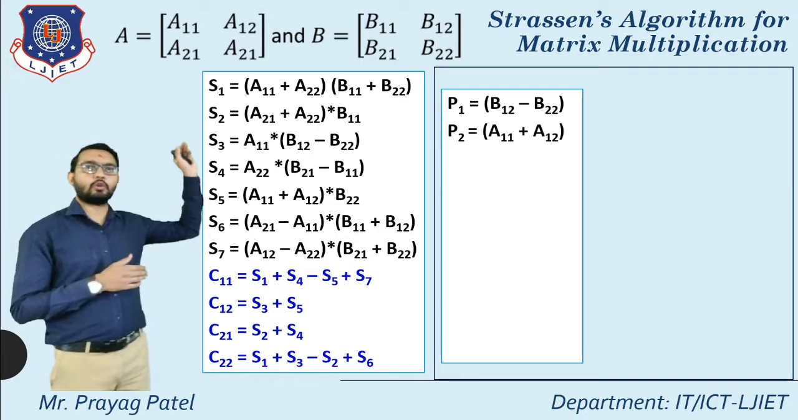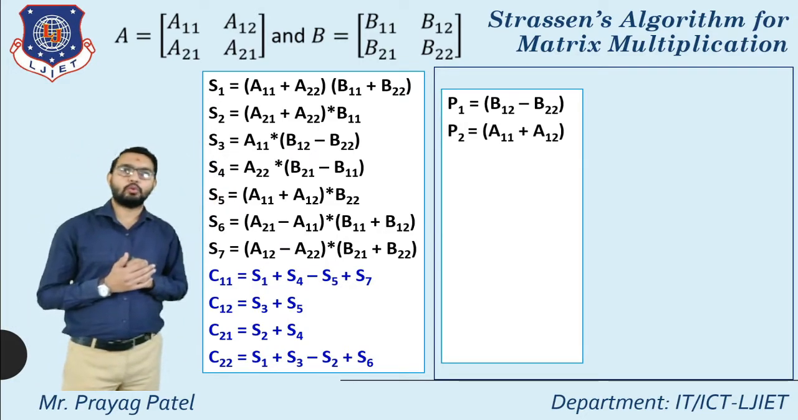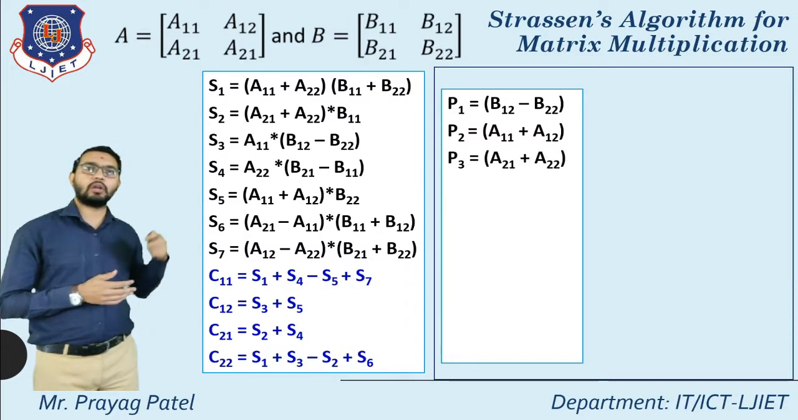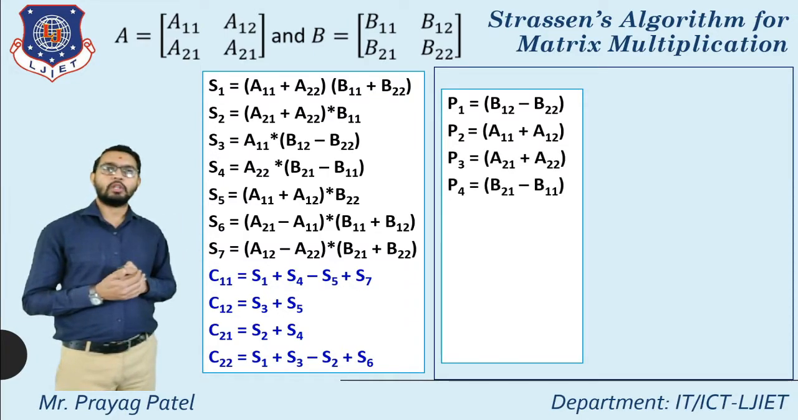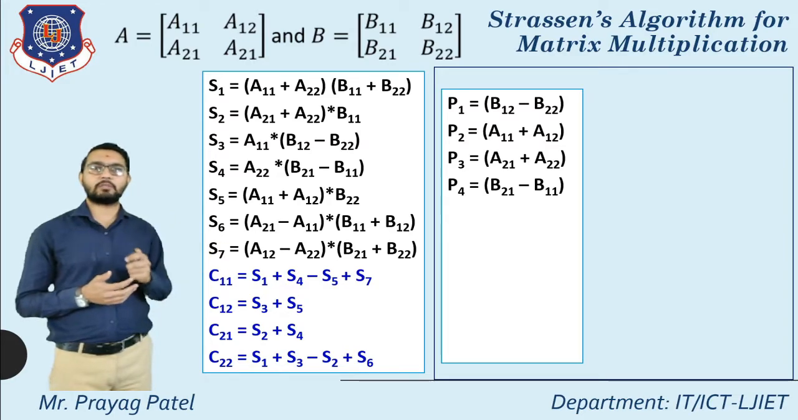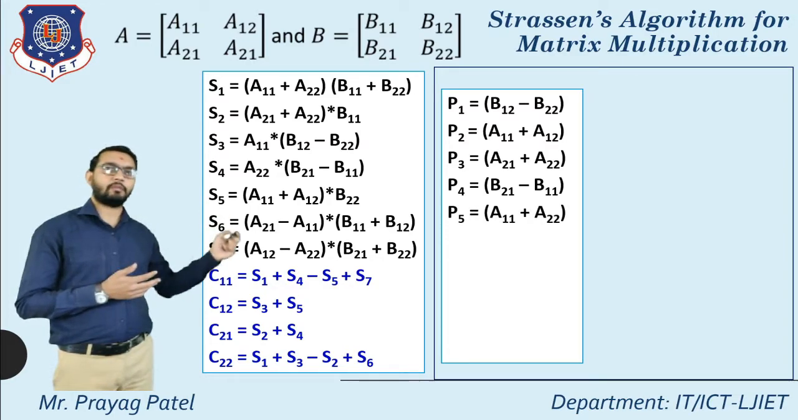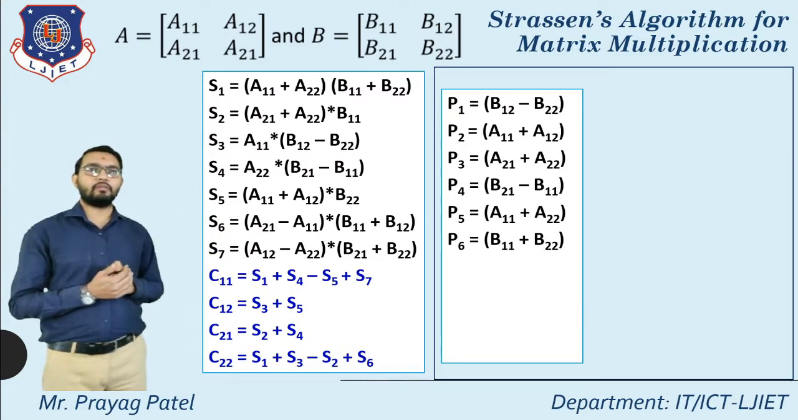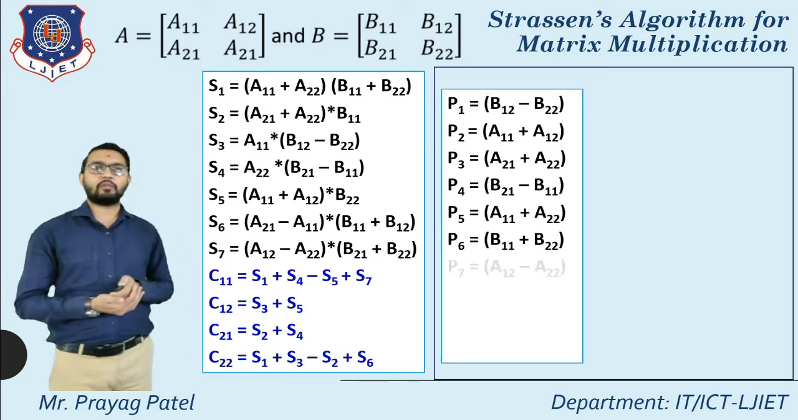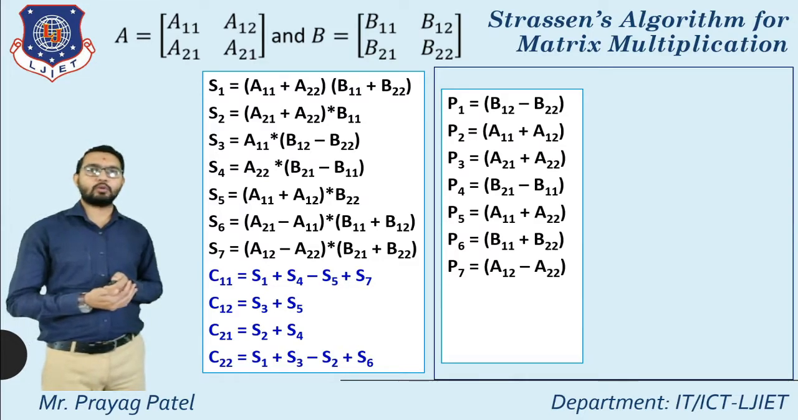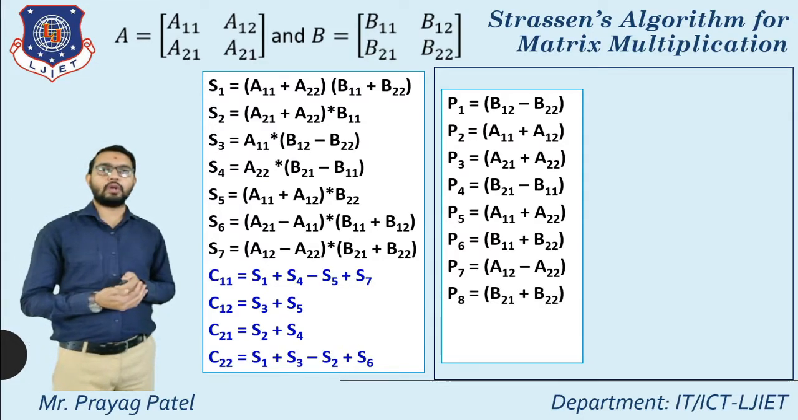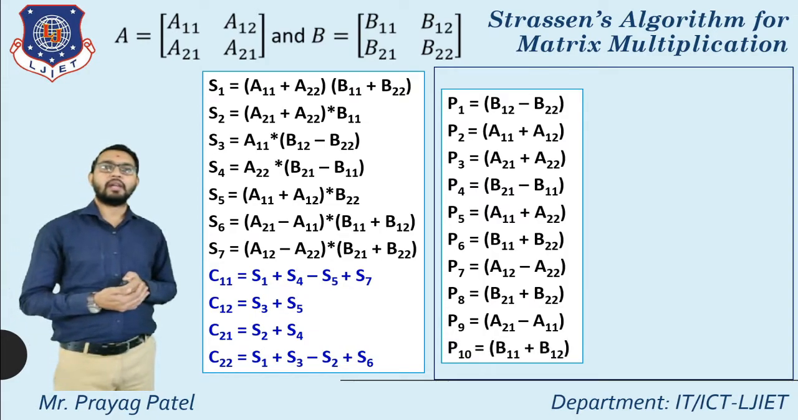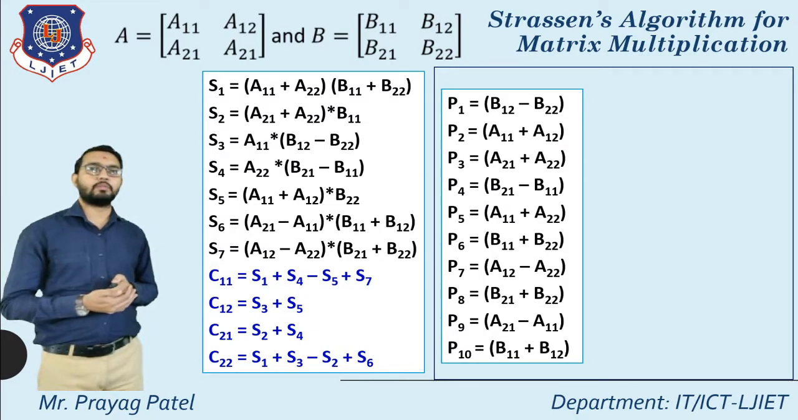So P1 equal to B12 minus B22. P2 equal to A11 plus A12. P3 equal to A21 plus A22. P4 equal to B21 minus B11. P5 equal to A11 plus A22. P6 equal to B11 plus B22. P7 equal to A12 minus A22. P8 equal to B21 plus B22. P9 equal to A21 minus A11. And P10 equal to B11 plus B12.